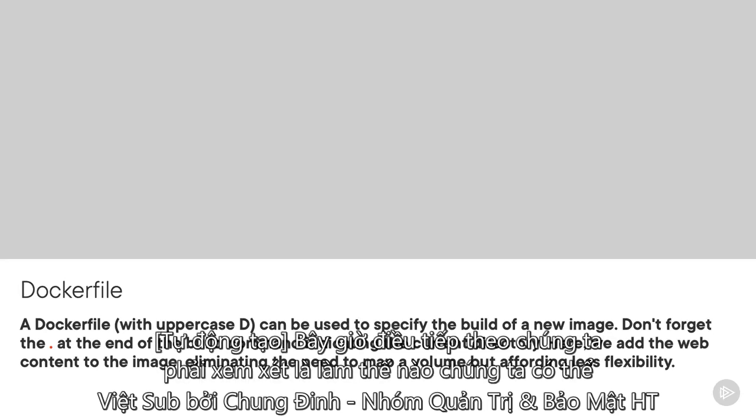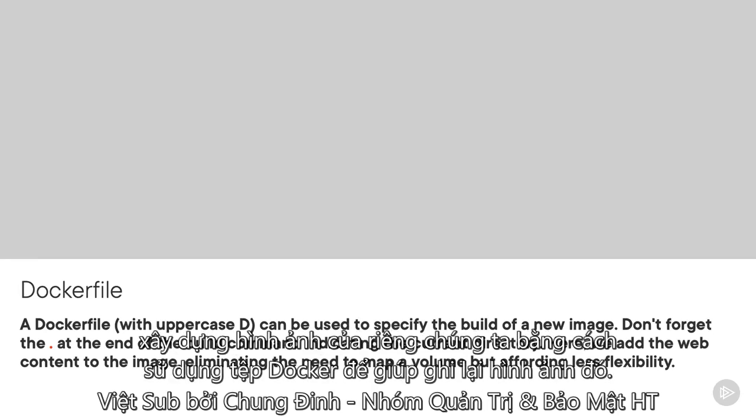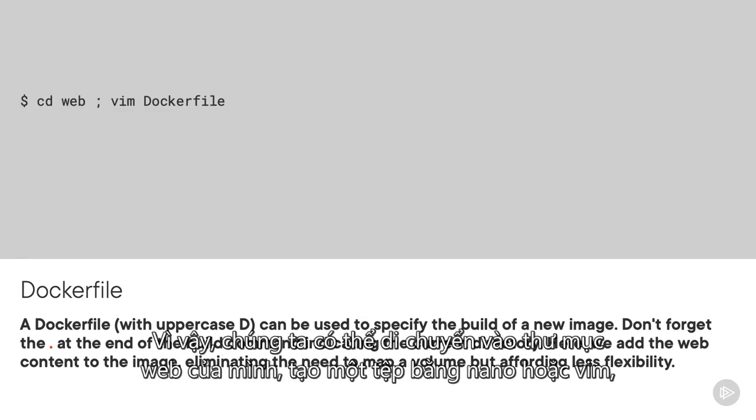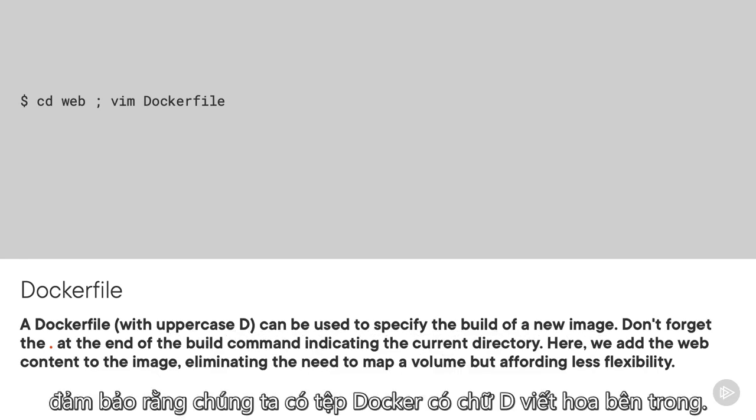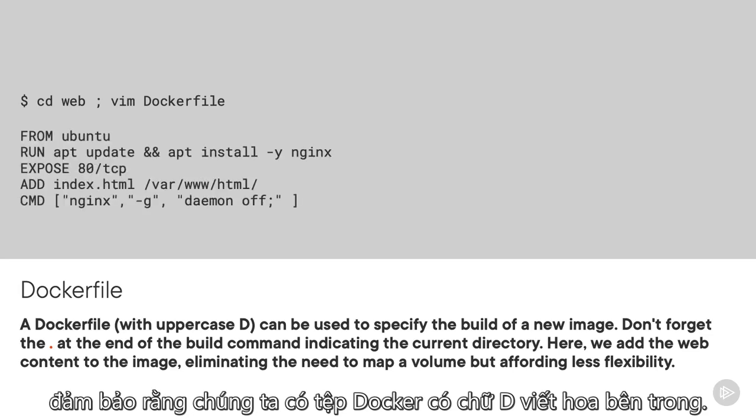Now, the next thing we're going to take a look at is how we can build our own images using a Dockerfile to help document it. So we can move into our web directory, create a file using Nano or Vim, making sure that we've got a Dockerfile with an uppercase D.